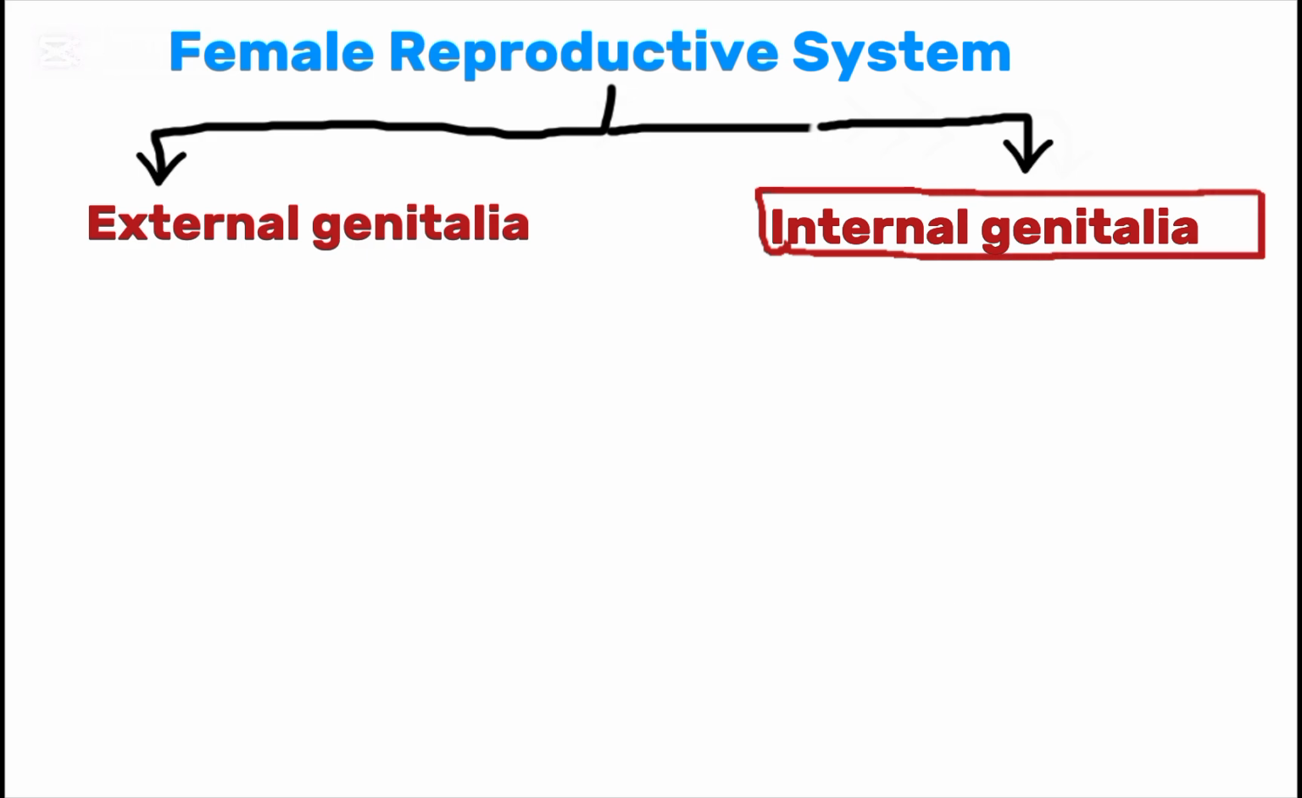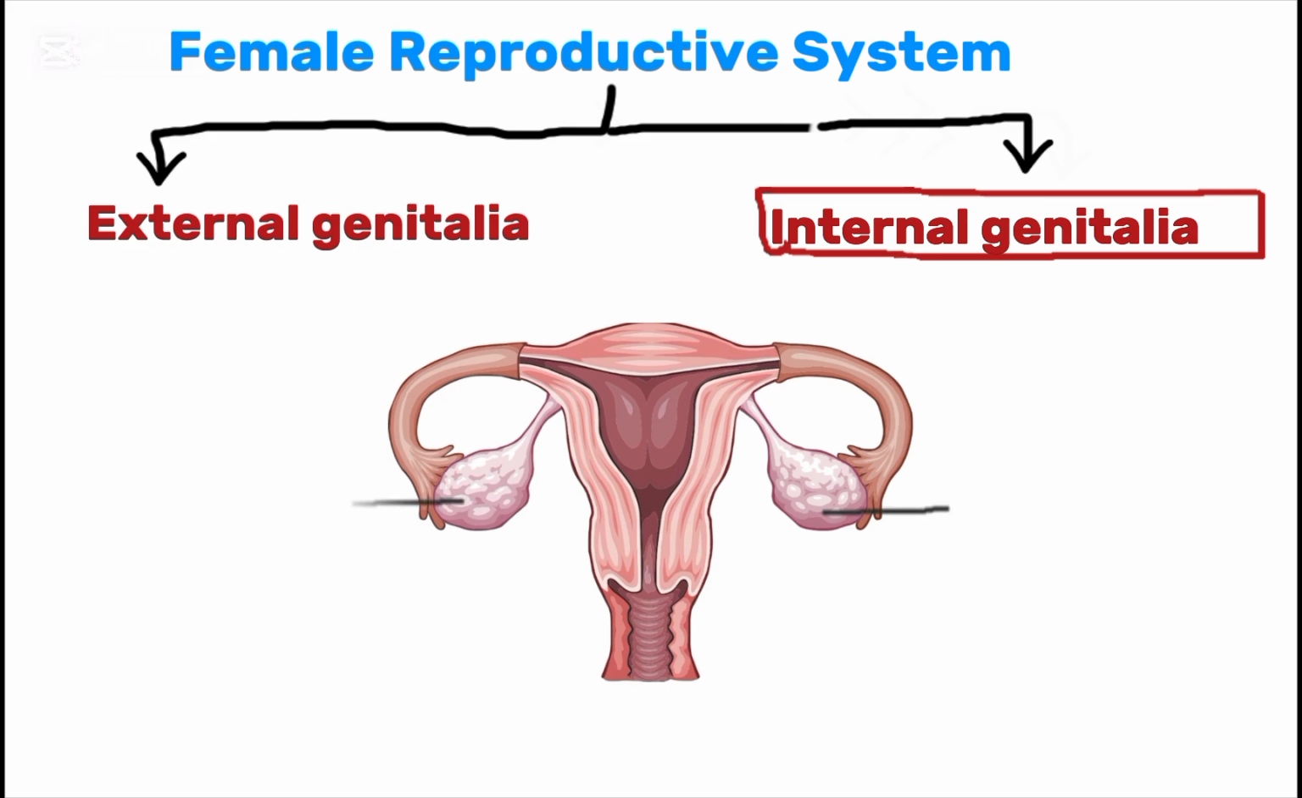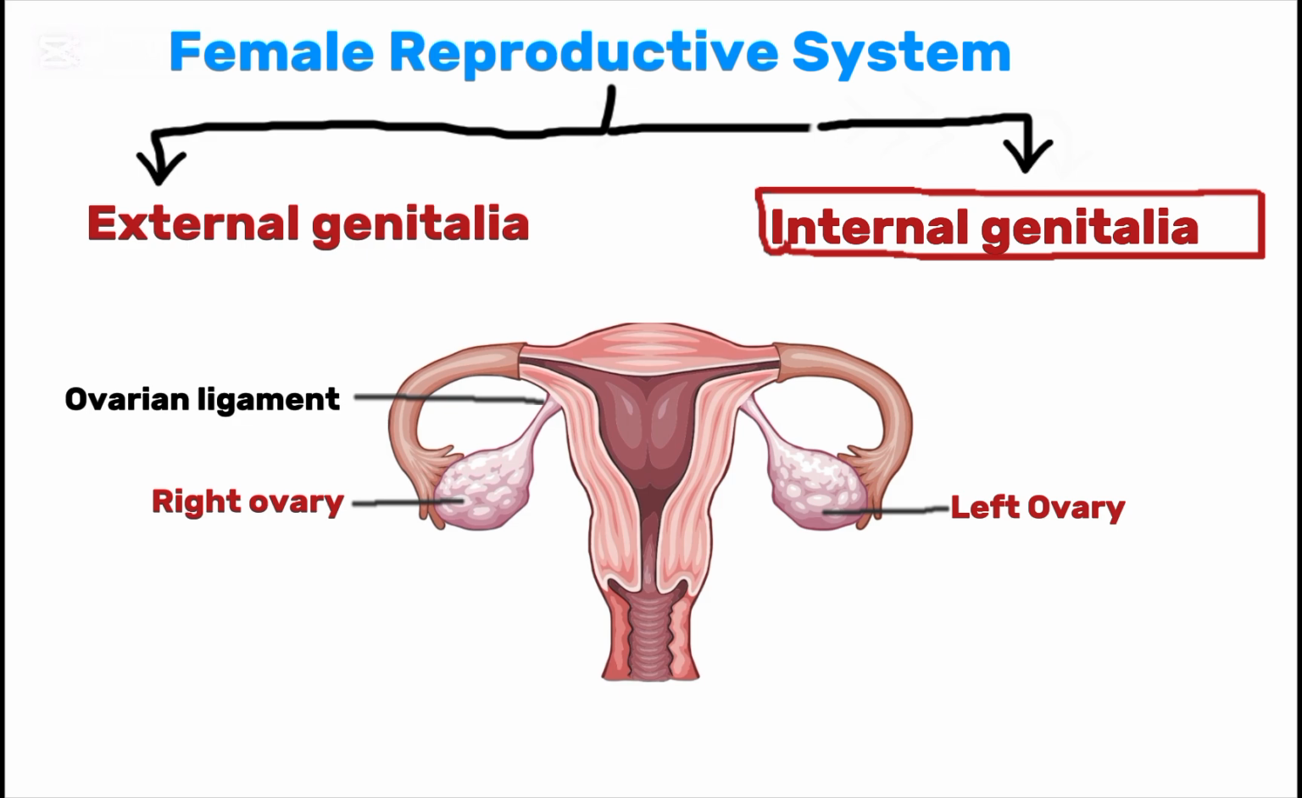Now we will see the internal female reproductive organs. There is a pair of oval shaped ovaries that are female gonads and main primary organs of the female reproductive system. This is the ovarian ligament. Ovaries produce eggs and secrete sex hormones such as estrogen and progesterone. When an egg is released from the ovaries at ovulation, it travels towards the fallopian tube, that is the next part of the female reproductive system.